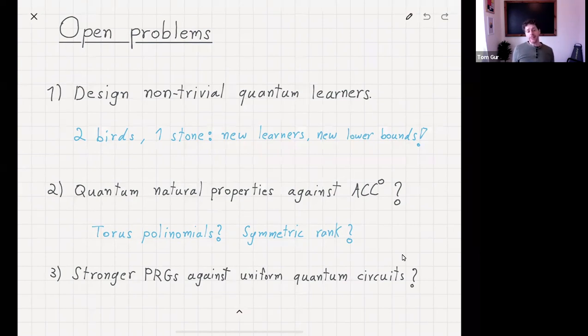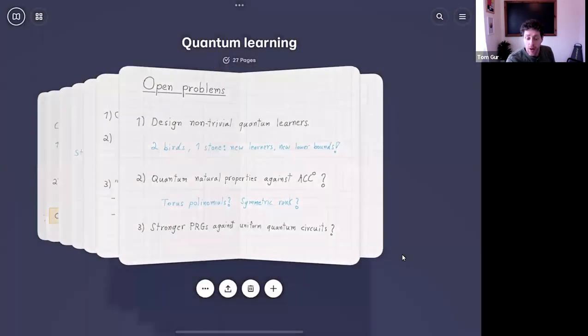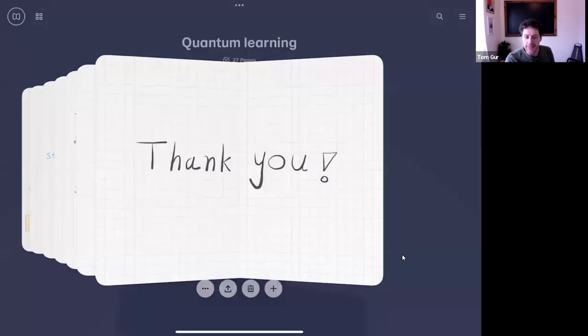And the last one is, we managed to get this conditional PRG, but it is a rather weak PRG. It's barely enough to carry what we need in order to have the bound. So again, it's quite natural to ask if one can obtain stronger PRGs, and in turn, this would also imply these exciting bounds. Okay, so that's the end.